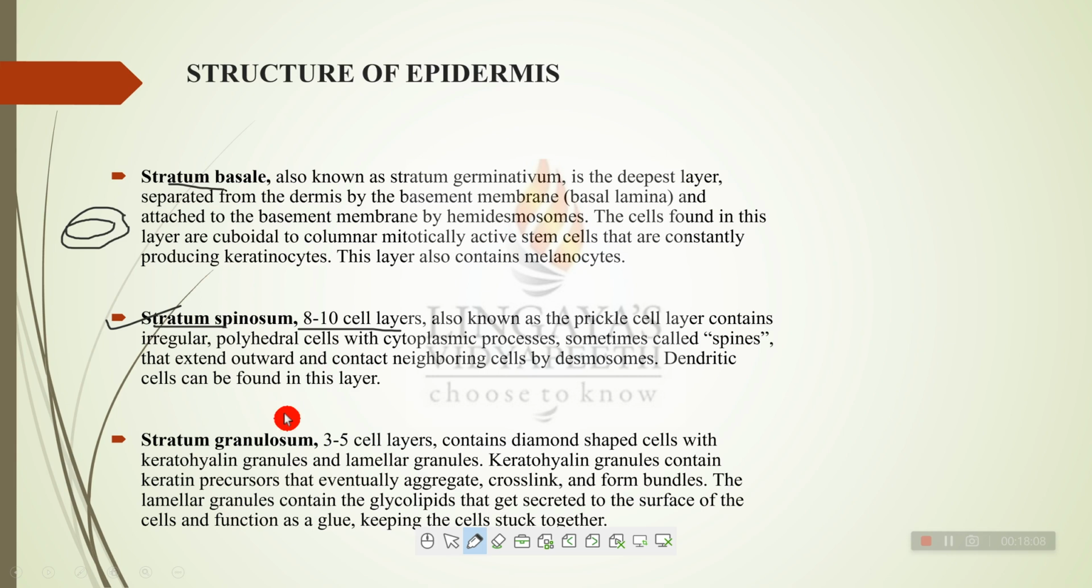Alright. Now talking about the next layer, which is the stratum granulosum. It consists of 3 to 5 cell layers, and has diamond shaped cells with keratohyaline granules and lamellar granules. Alright. The keratohyaline granules contain keratin precursors that help in the aggregation, cross-linking, and forming bundles.